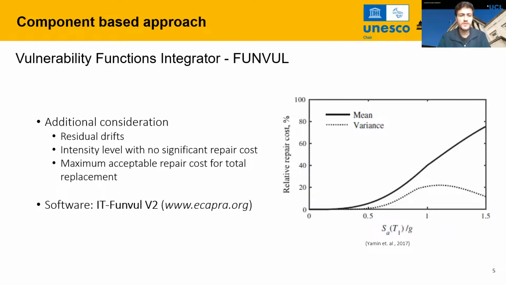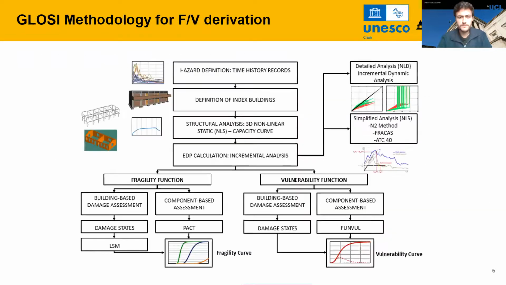And I already mentioned this, just to recall it, you need to consider several additional things in this process, such as the residual drifts, the intensity level with no significant repair cost, or the maximal acceptable repair cost for total replacement. That was the more detailed component approach. I just mentioned this for you to have a context on how to do that. If you are interested, you can go to the literature and see all the details. But in this case study and in this course, we are going to present the building-based approach.